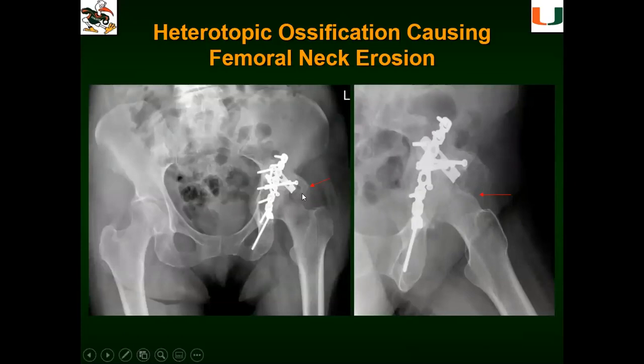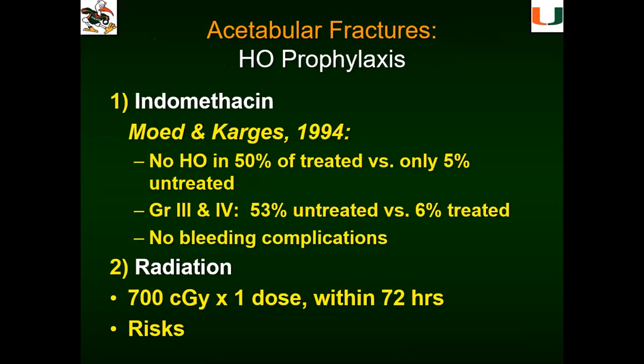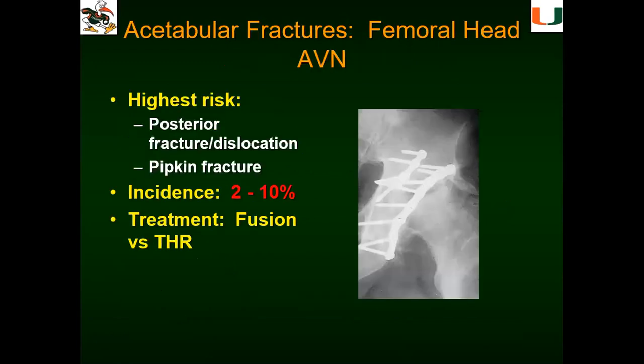So you have the impingement from the heterotopic ossification plus the hardware in a patient that is osteoporotic because of reduced mobility or immobilization. And so obviously a significant risk factor for displaced femoral neck fractures. So again, as I mentioned, we've attempted different things historically to reduce the incidence of heterotopic ossification, both indomethacin and radiation. At our institution, we resort to anti-inflammatories.